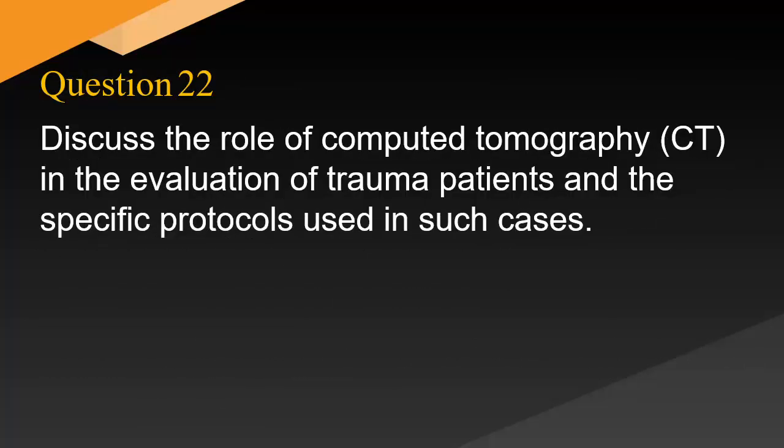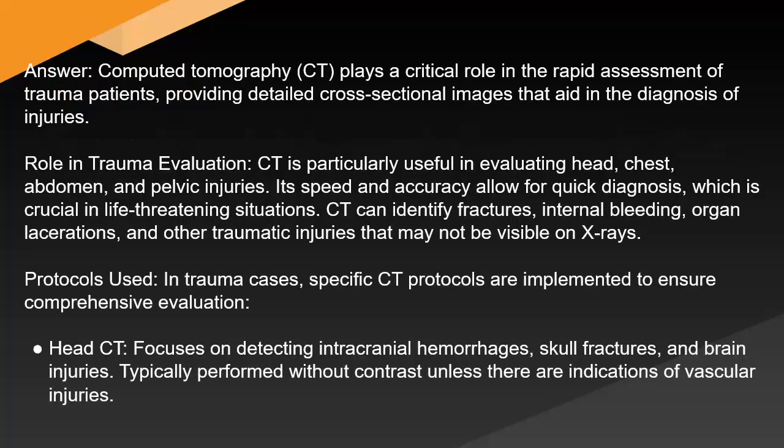Discuss the role of computed tomography (CT) in the evaluation of trauma patients and the specific protocols used in such cases. Answer: Computed tomography (CT) plays a critical role in the rapid assessment of trauma patients, providing detailed cross-sectional images that aid in the diagnosis of injuries. Role in trauma evaluation: CT is particularly useful in evaluating head, chest, abdomen, and pelvic injuries. Its speed and accuracy allow for quick diagnosis, which is crucial in life-threatening situations. CT can identify fractures, internal bleeding, organ lacerations, and other traumatic injuries that may not be visible on X-rays.